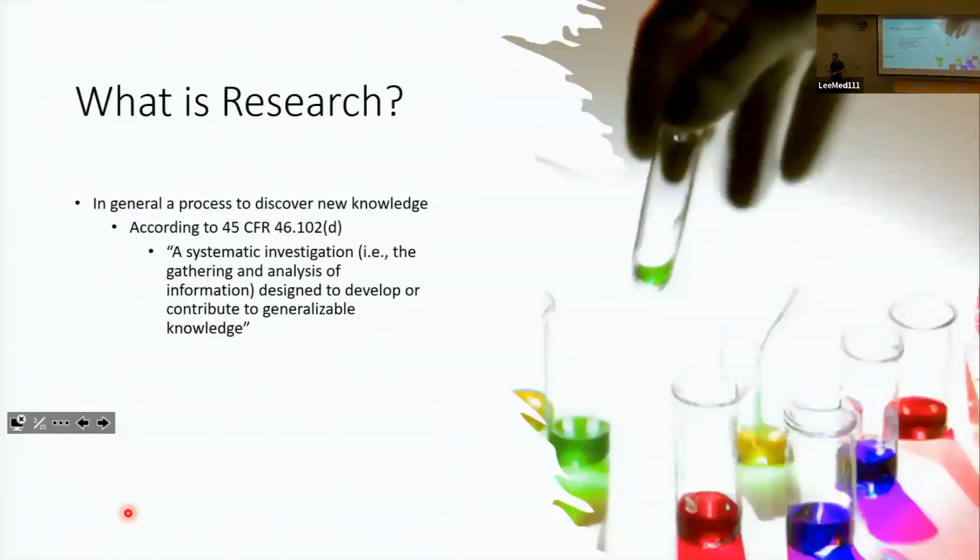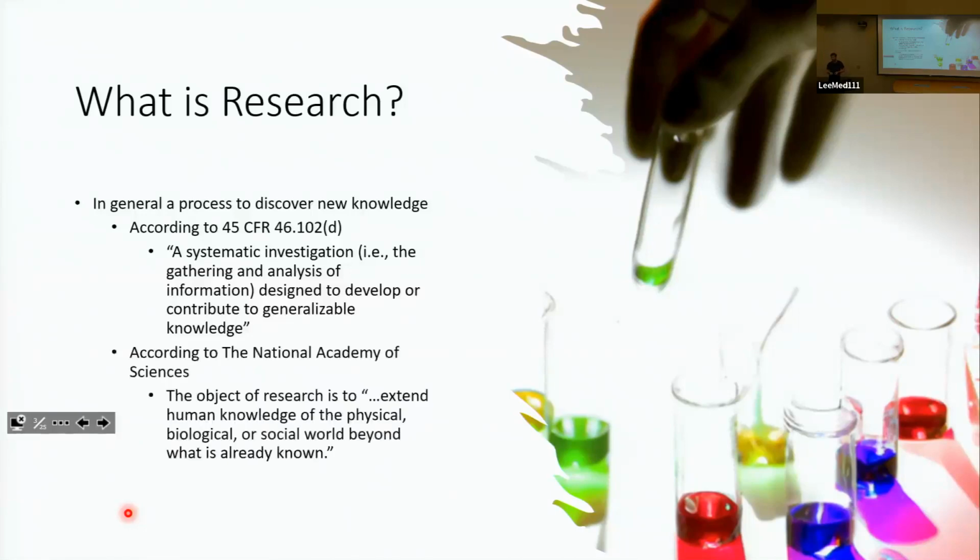So to start off, what is research? Well, this is something that there actually is a formal definition for, something that the US government has defined for us. And according to 45 CFR 46.102, paragraph D, research is a systematic investigation, so the gathering and analysis of information that is designed to develop or contribute to generalizable knowledge. So it's a process to discover new information.